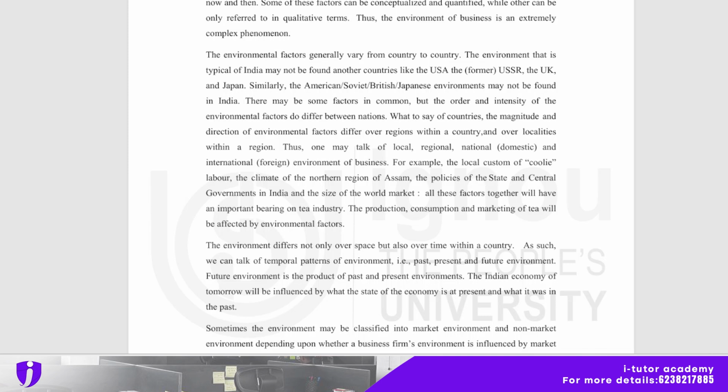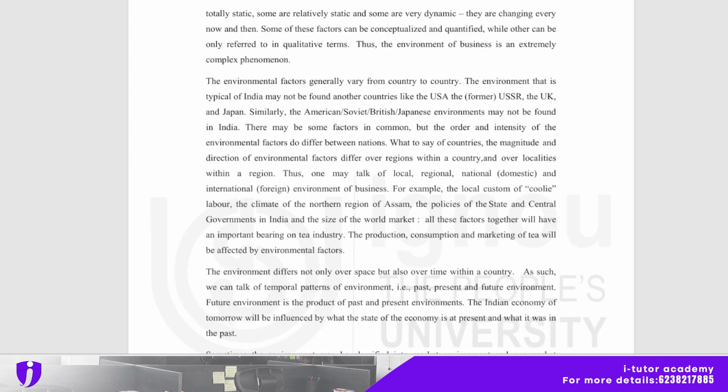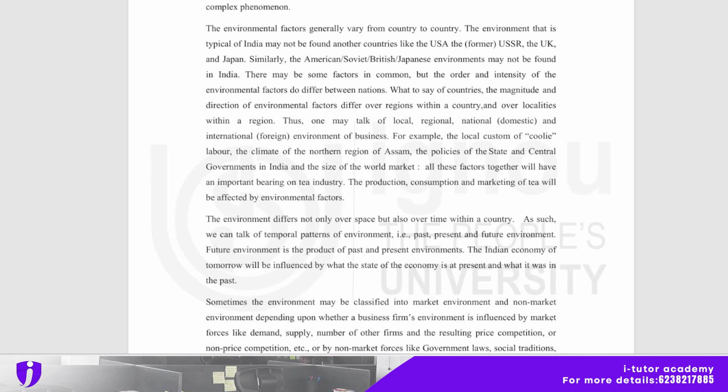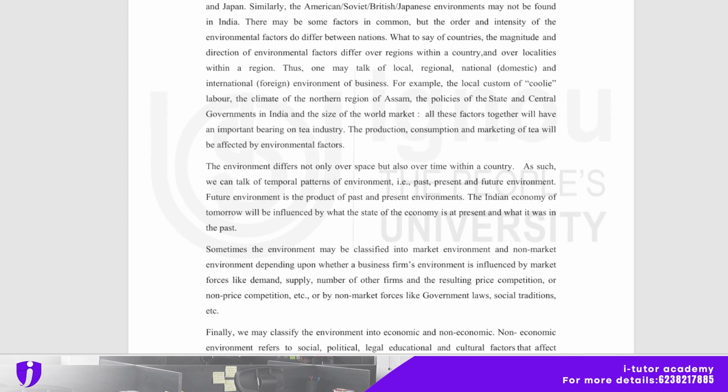All these factors together will have an important bearing on the tea industry. The production, consumption, and marketing of tea will be affected by environmental factors. The environment differs not only over space but also over time within a country. As such, we can talk of temporal patterns of environment: past, present, and future environment. Future environment is the product of past and present environments. The Indian economy of tomorrow will be influenced by what the state of the economy is at present and what it was in the past.